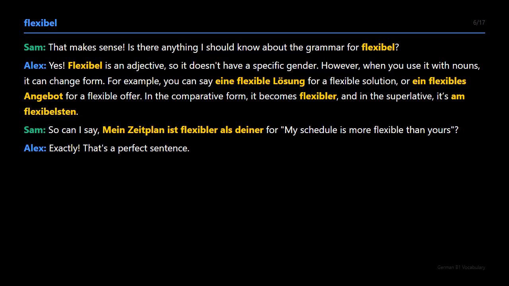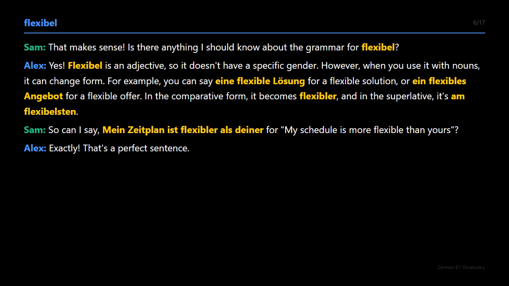Flexibler, and in the superlative, it's, Am flexibelsten. So can I say, Mein Zeitplan ist flexibler als deiner, for my schedule is more flexible than yours? Exactly. That's a perfect sentence.